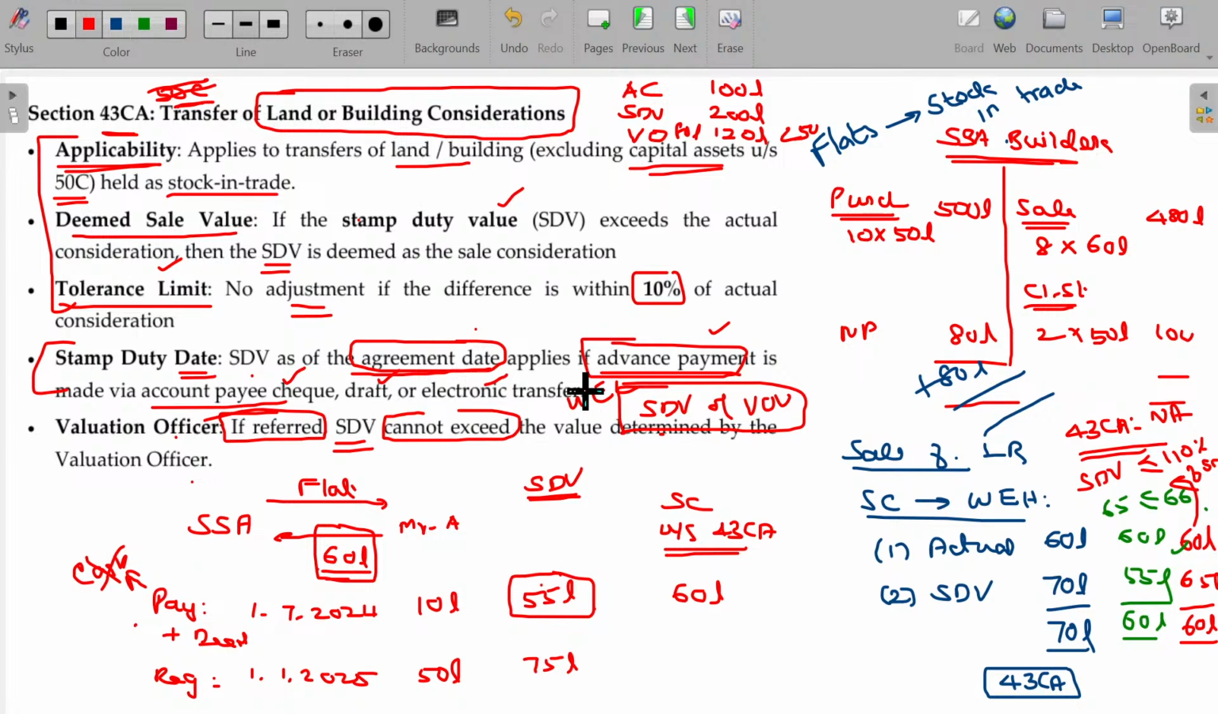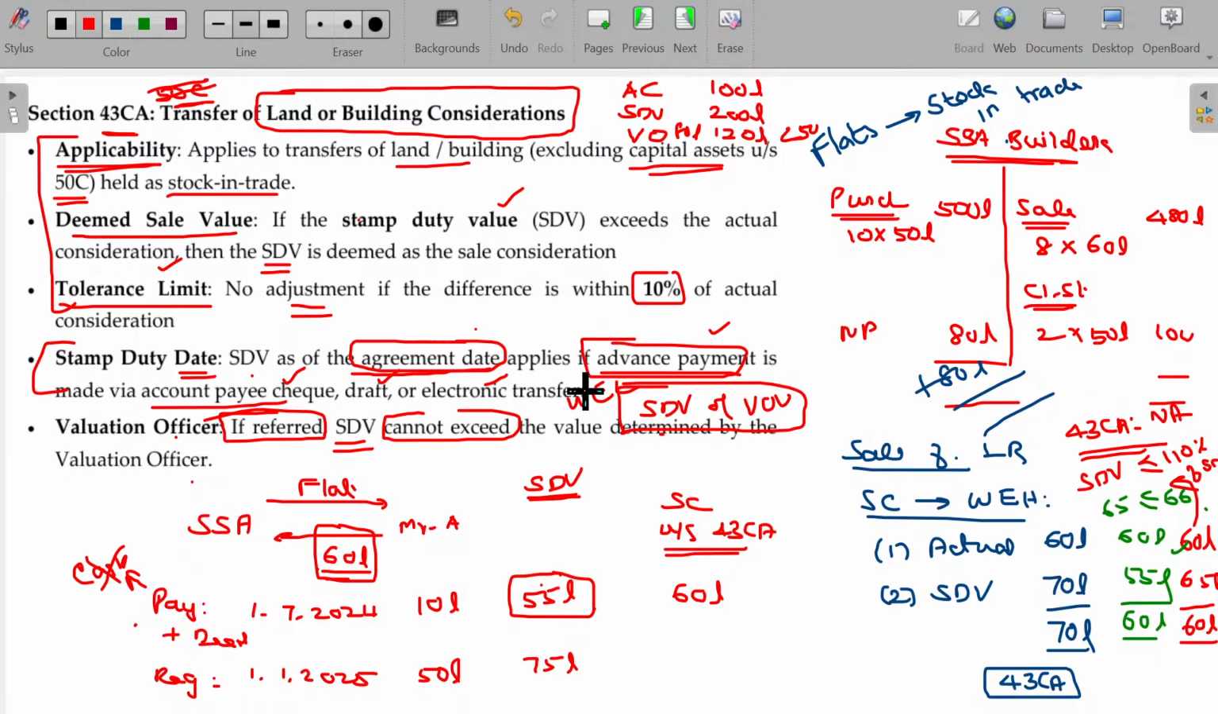This is the logic. Here are 5 points you have to keep in mind along with section 43CA. What are the 5 points? One, it should not be a capital asset; it should be land and building, immovable property, not being a capital asset. Second, the deemed sale value will be equal to the stamp duty value if the stamp duty value is more than the actual consideration. Third, is there any relaxation, sir? Yes. If the stamp duty value is within 110% of the actual cost, then the exemption is given. You don't need to consider 43CA.